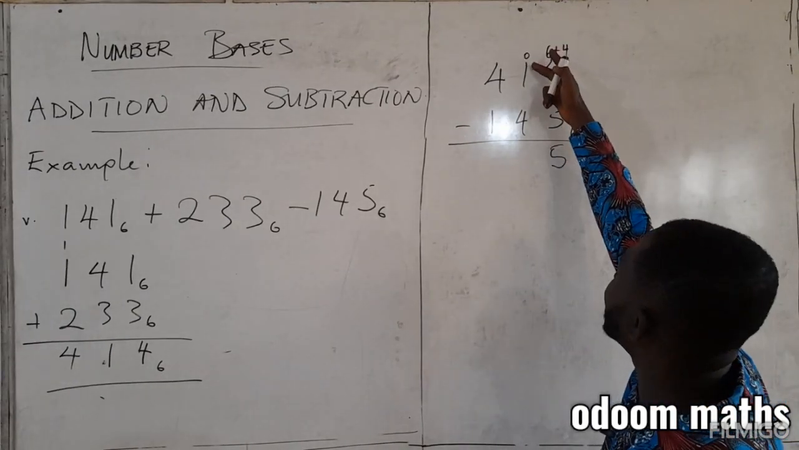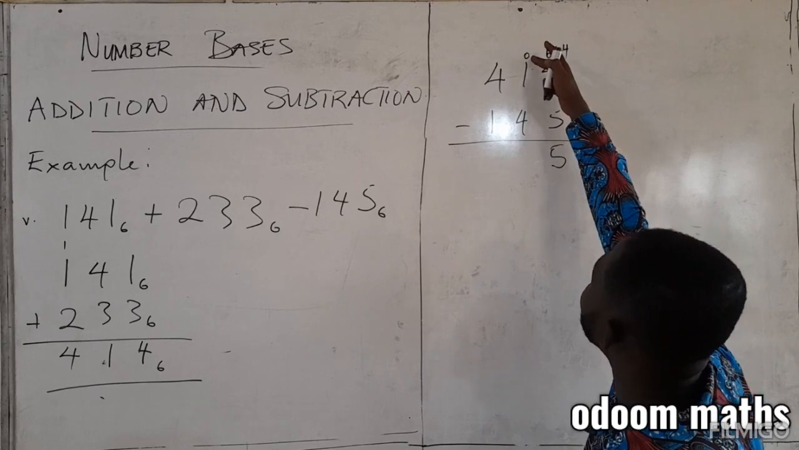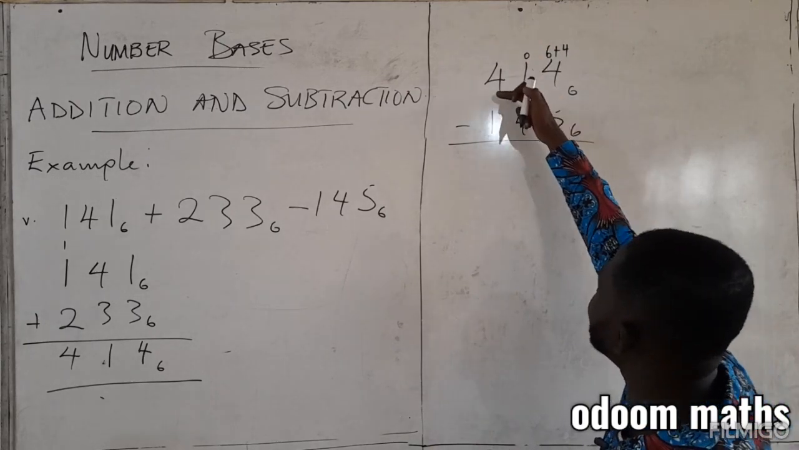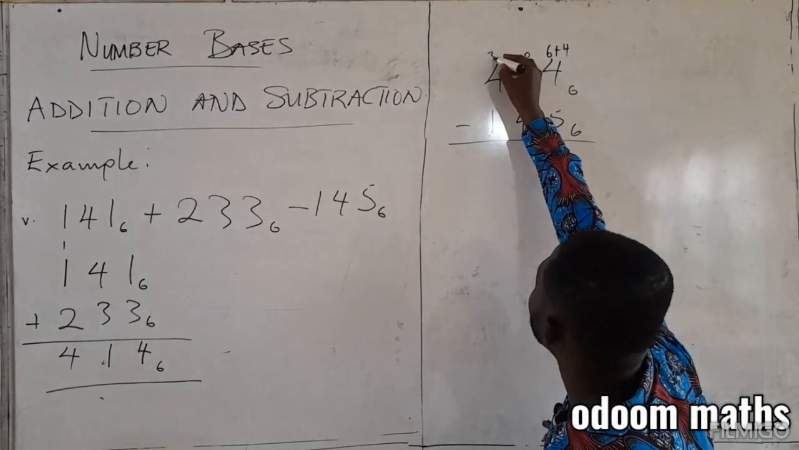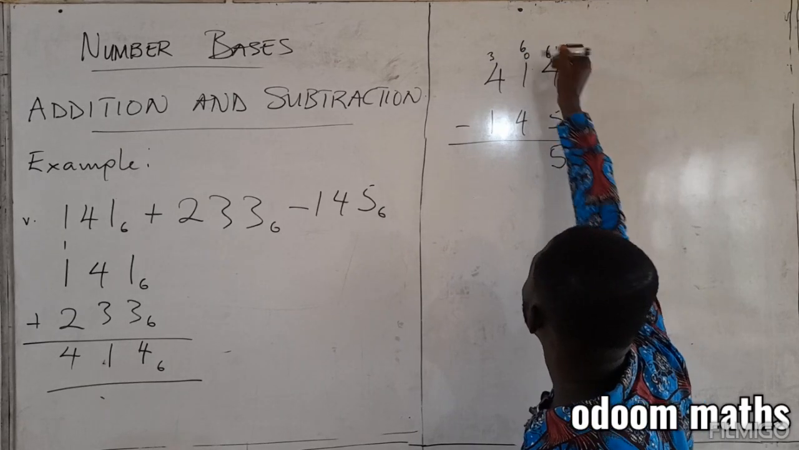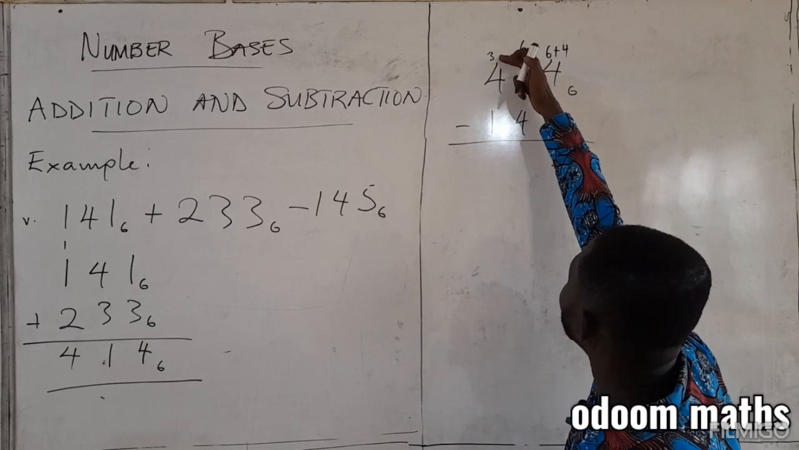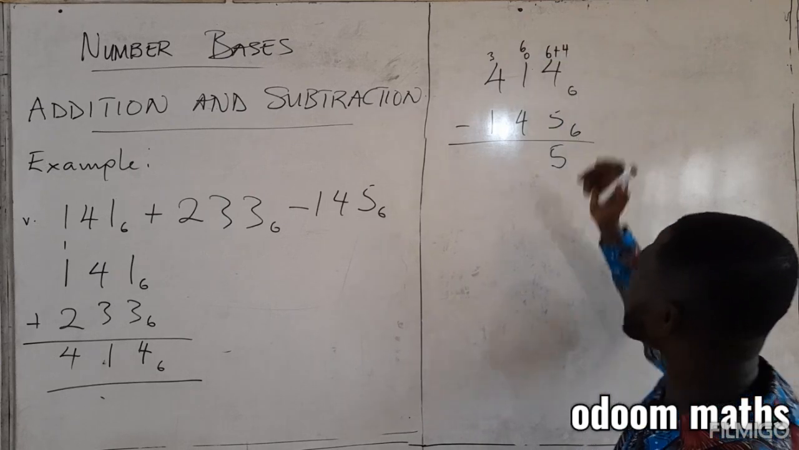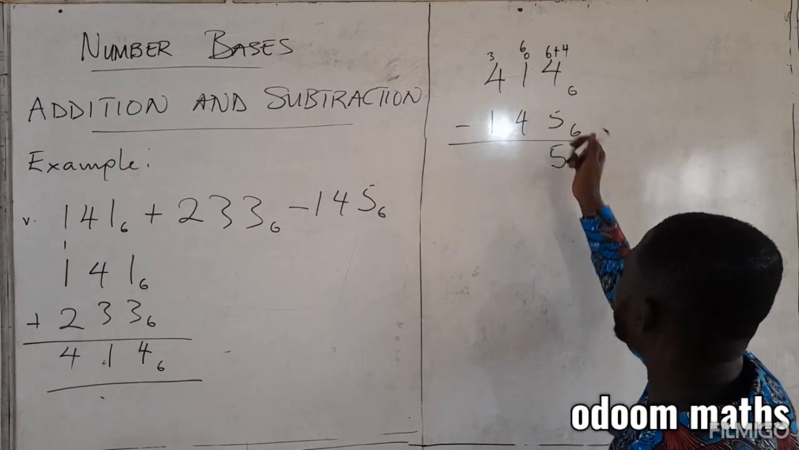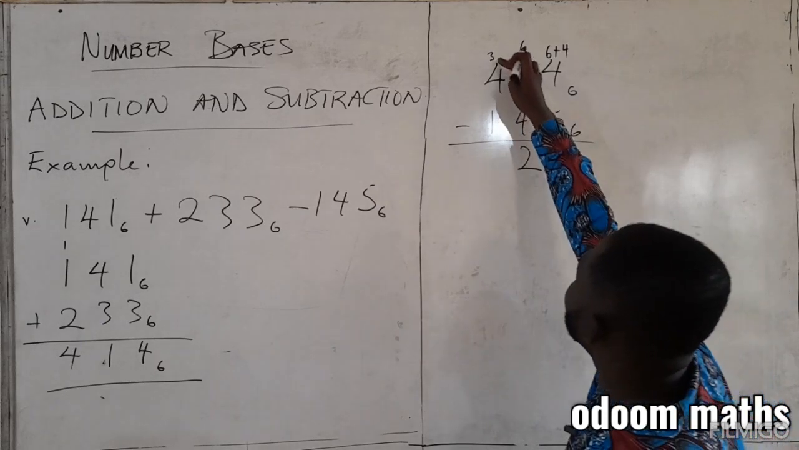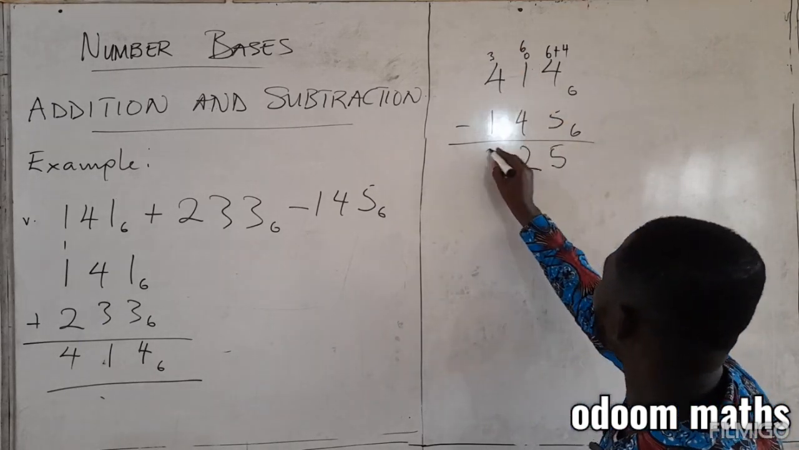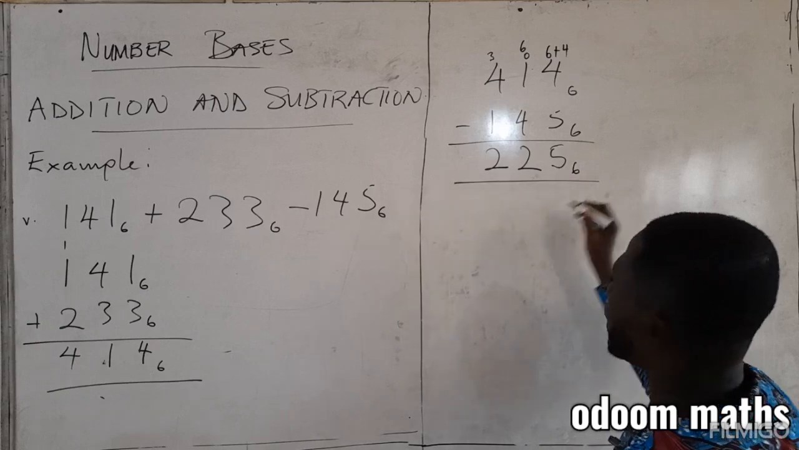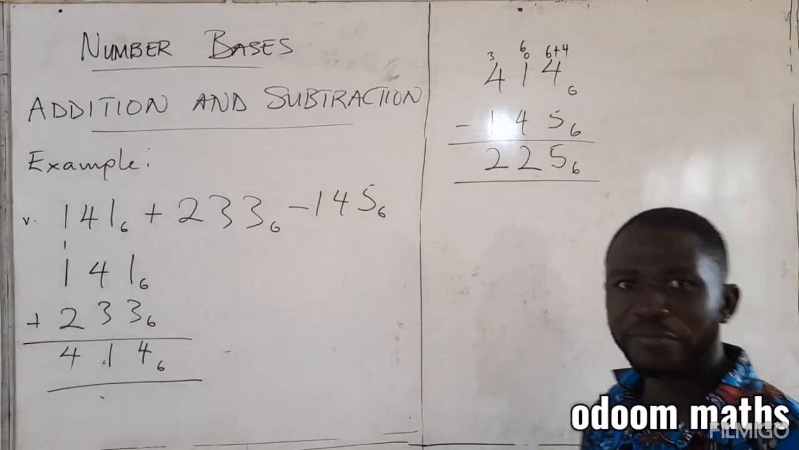So we don't have any number here, but we have 0. So 0 minus 4 will also not work. So let me take 1 from here. So this place is now 3. Now this place is 6, because if I take 1, the moment you cross it becomes 6. And 6 plus 0 is 6. So 6 minus 4 becomes 2. Then 3 minus 1 is also 2. So the answer is 225 base 6.